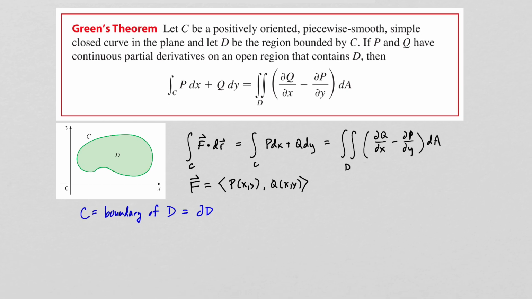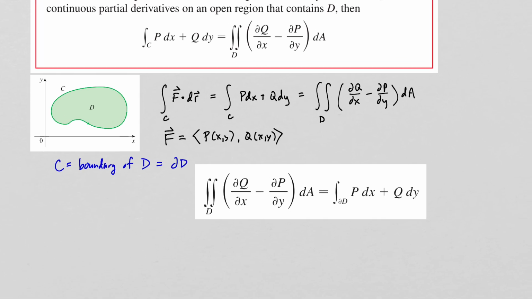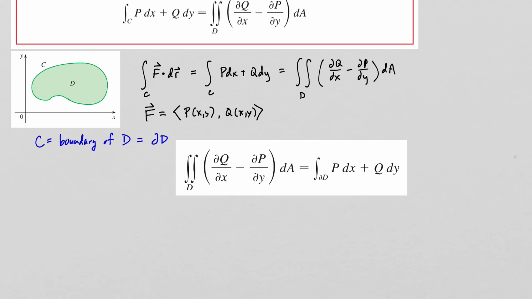So we can actually rewrite Green's theorem to be the following. We can say the double integral on the region D of the partial derivative of Q with respect to x minus the partial derivative of P with respect to y is equal to the integral on the boundary of D of P dx plus Q dy. Now what you should notice here is that on the right-hand side we have the functions P and Q, and on the left-hand side we have derivatives of P and Q.